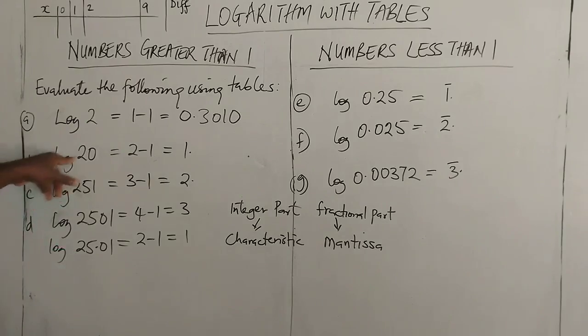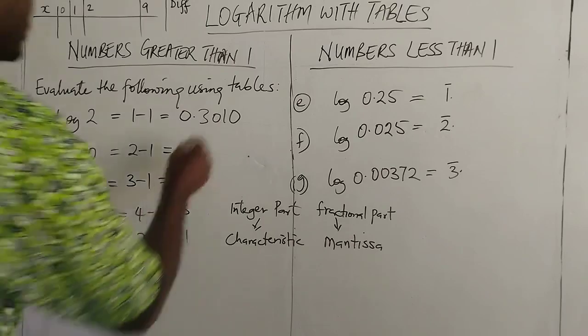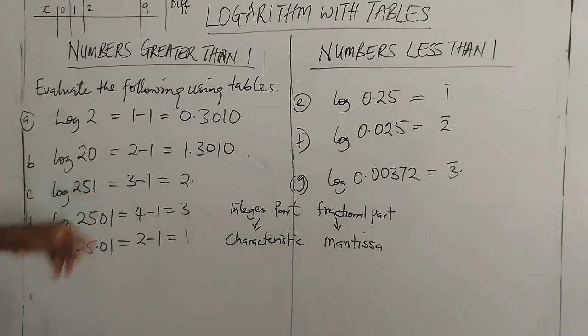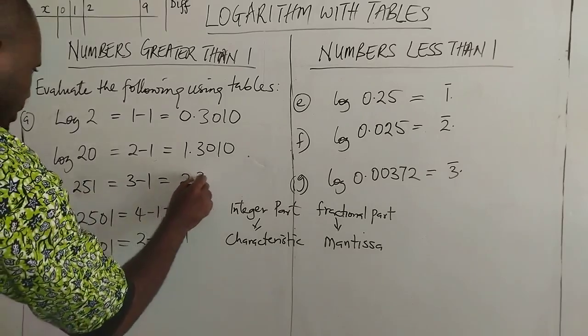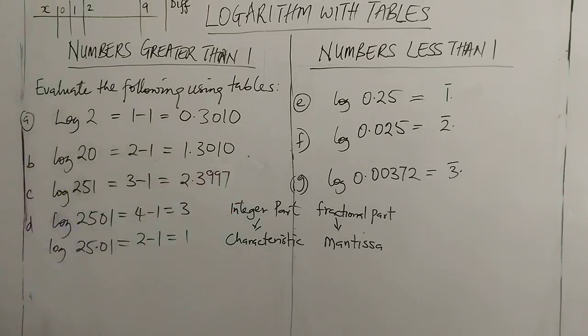Now, the next one says log 20. The same thing, go to the table, of course, 20 is there. So you look for 20 under 0. Because there is no other digit, you check it under 0. And it will still give you 3010. Then, the next one, log 251. You look for 25 under 1. 25 under 1. And if you check 25 under 1, it is supposed to give you 3997. That's what it will give you.